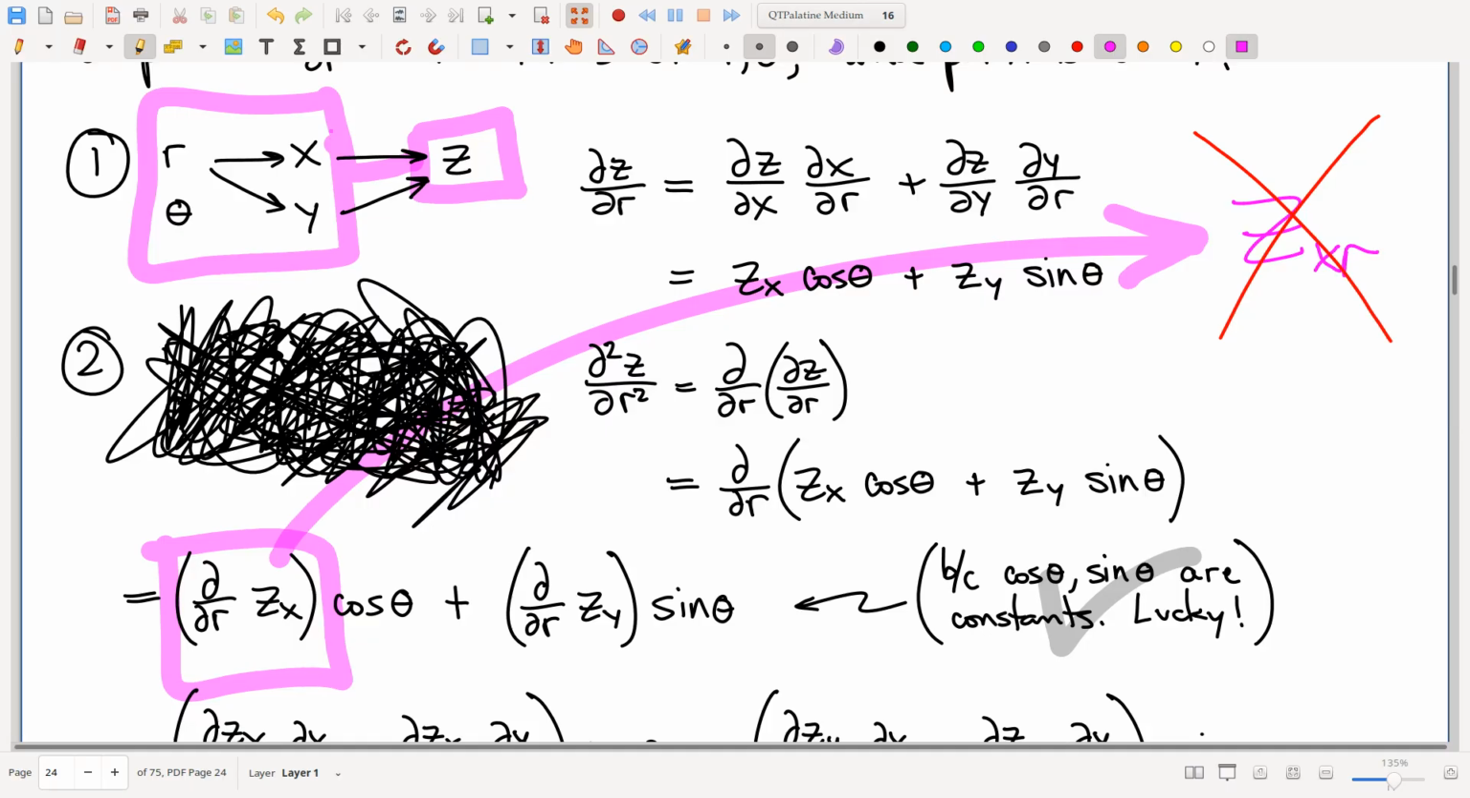Right? x and y are functions of r and theta. They can't be independent input variables. They're not independent at all. So that's nonsense. It doesn't make any sense. I don't know what that means. Right? Is everybody on board?